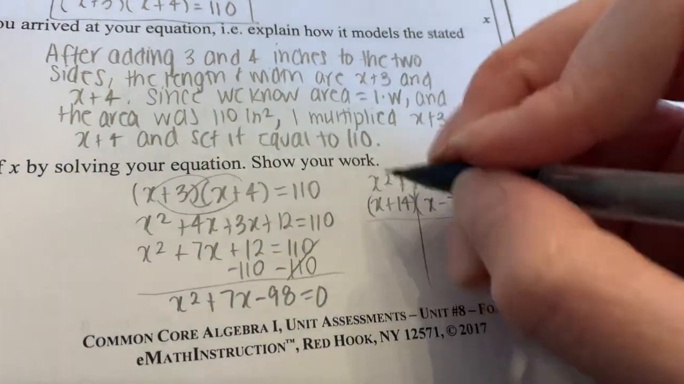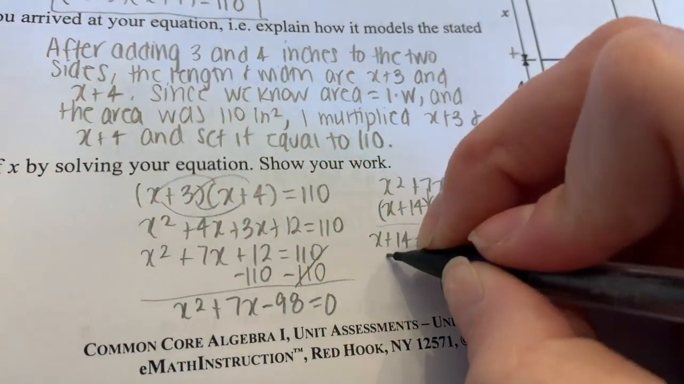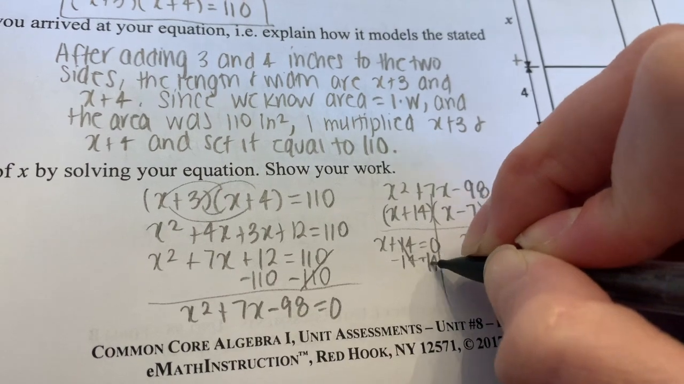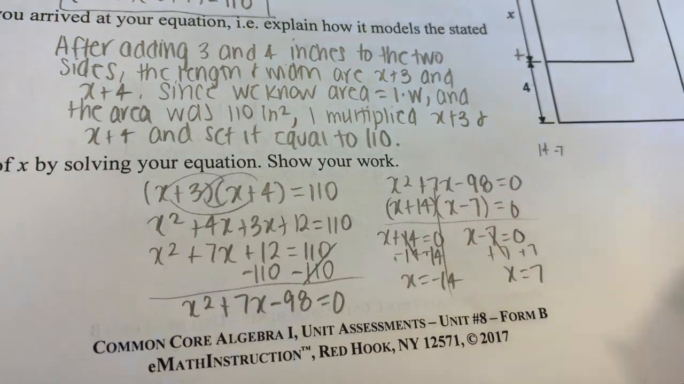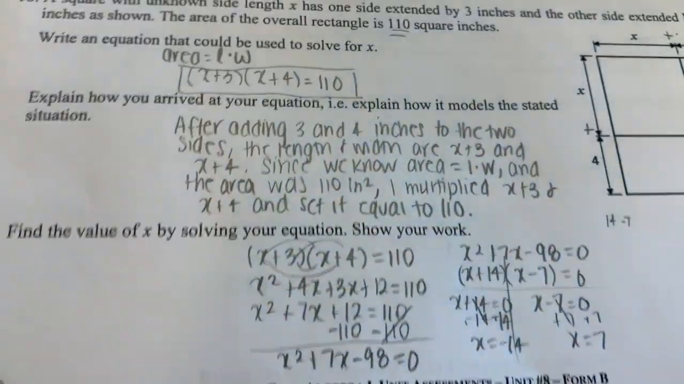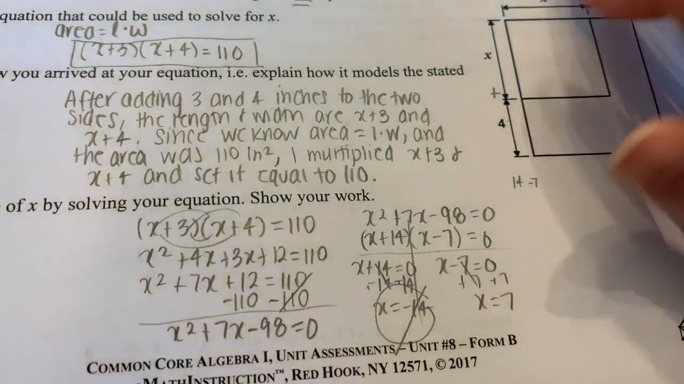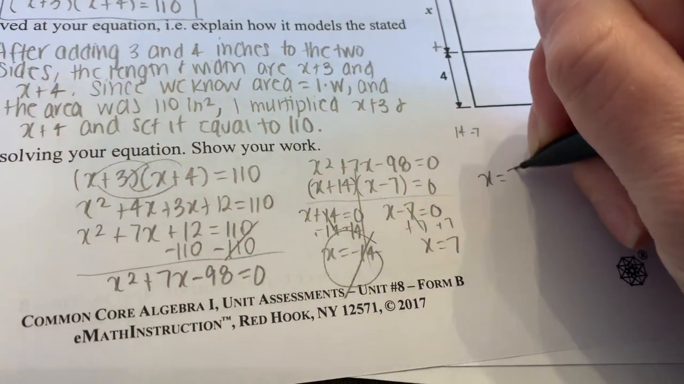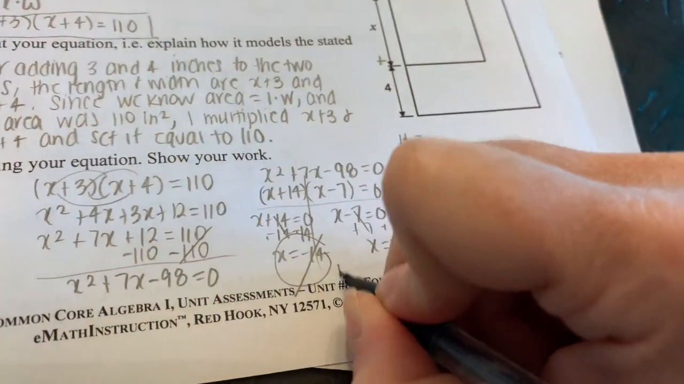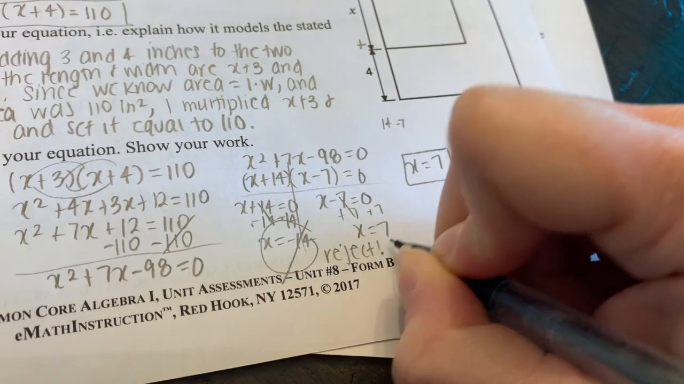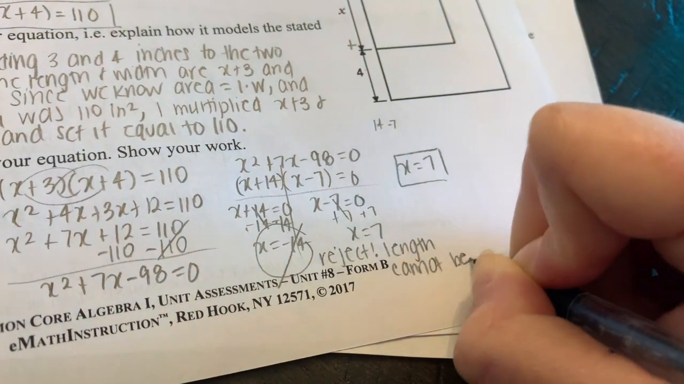And now we just solve. x plus 14 equals 0, x minus 7 equals 0. I subtract 14 from both sides, and I get x equals negative 14, and add 7 to both sides, x equals 7. So there could only be one value of x, right? We're talking about length here, so it cannot be negative. Okay, so x is equal to 7 is your answer. You can write it down here if you want. What we usually write is that we reject it. You can even say why: length cannot be negative.